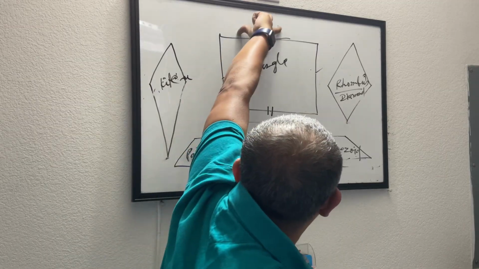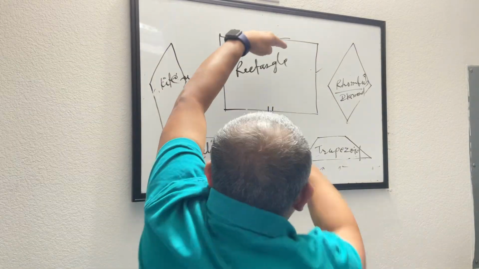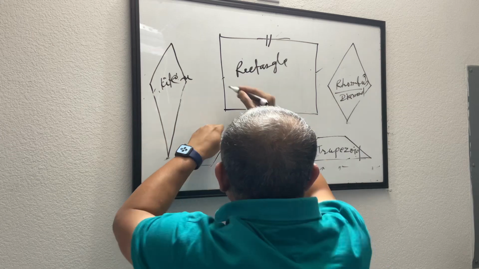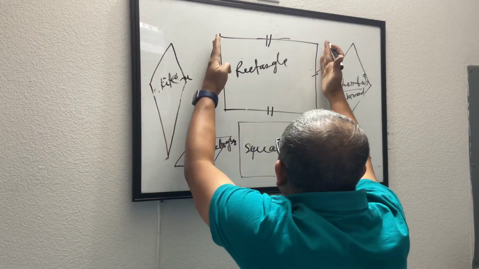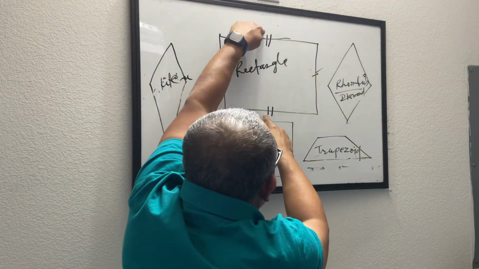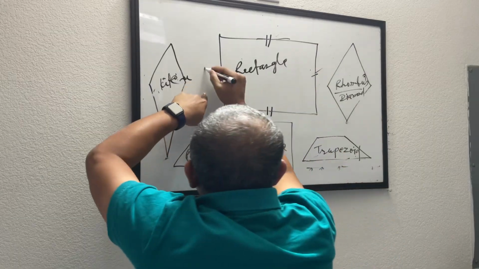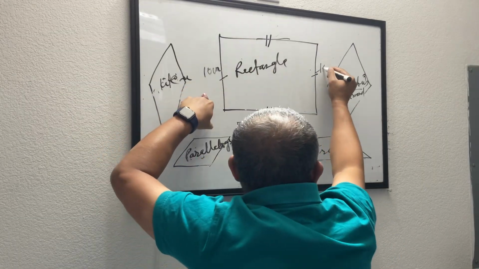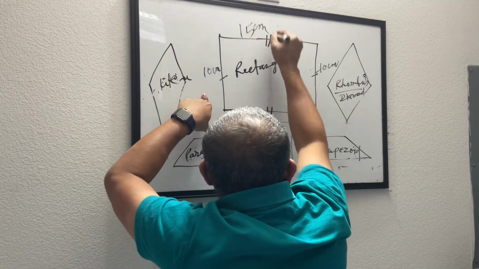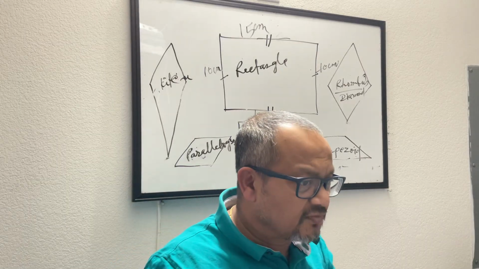So this side and this side will be equal and parallel. Meaning these two lines, if you extend them, will never meet. Similarly, this side and this side. So opposite sides are parallel and equal. Let's say this is 10 centimeters. Then this will also be 10 centimeters. If this is 15 centimeters, this will be 15 centimeters. And then they are parallel. Is that okay so far?